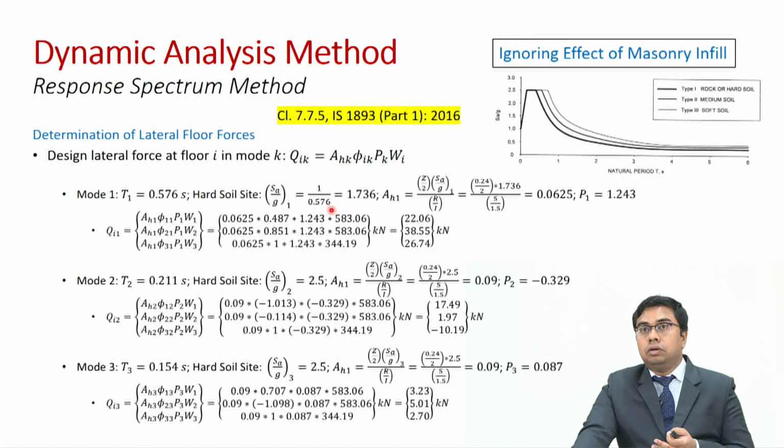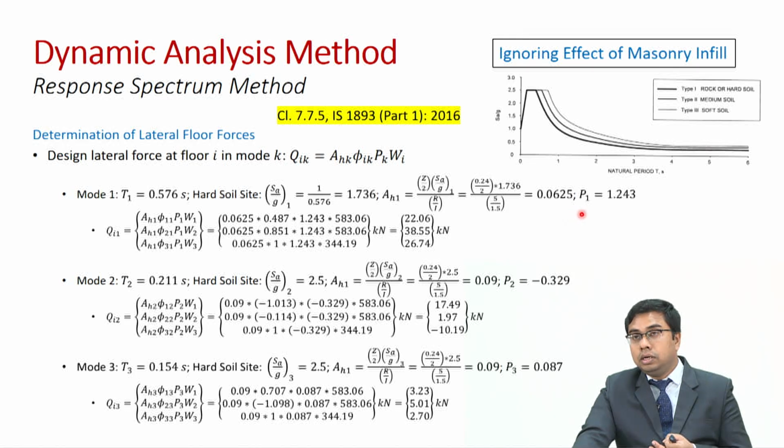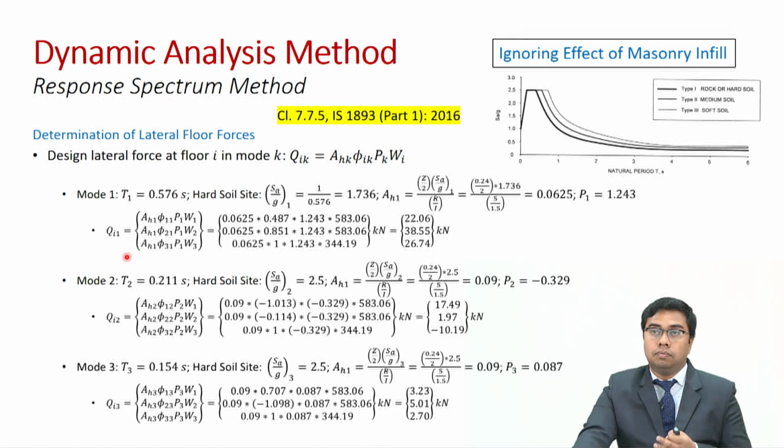Then based on this Sa by g, we shall be able to calculate the value of Ah1, which is Z by 2 times of Sa by g divided by R upon I. After substituting all these values, we get the value of Ah1, which is further used to find out the design lateral force at ith floor in kth mode.